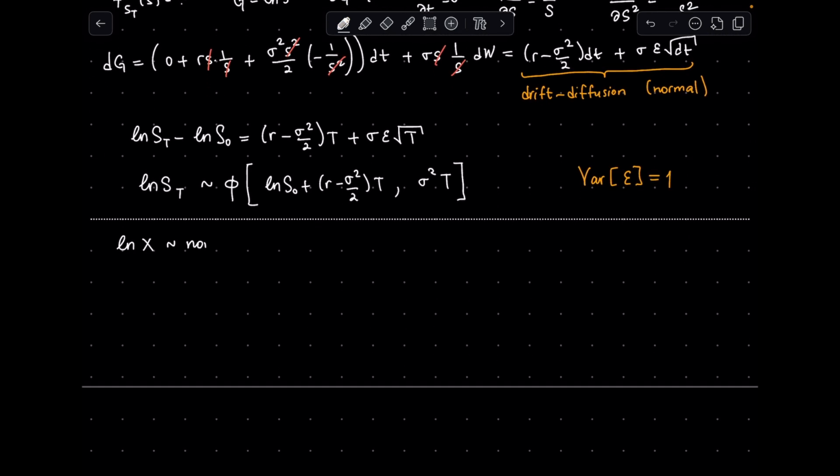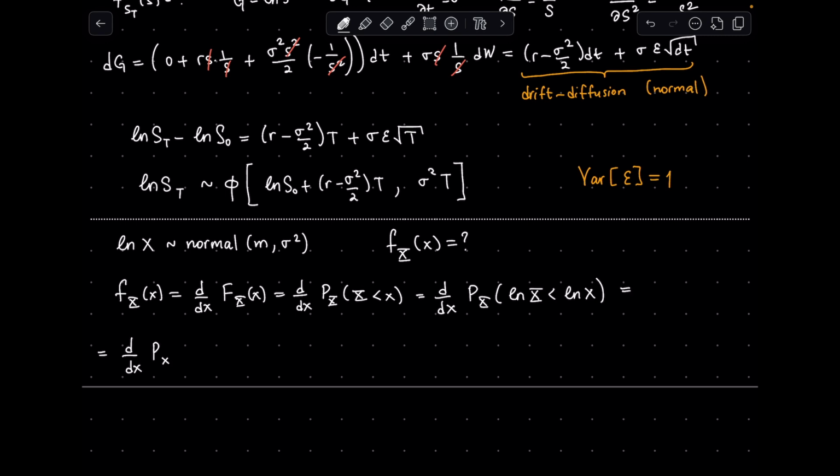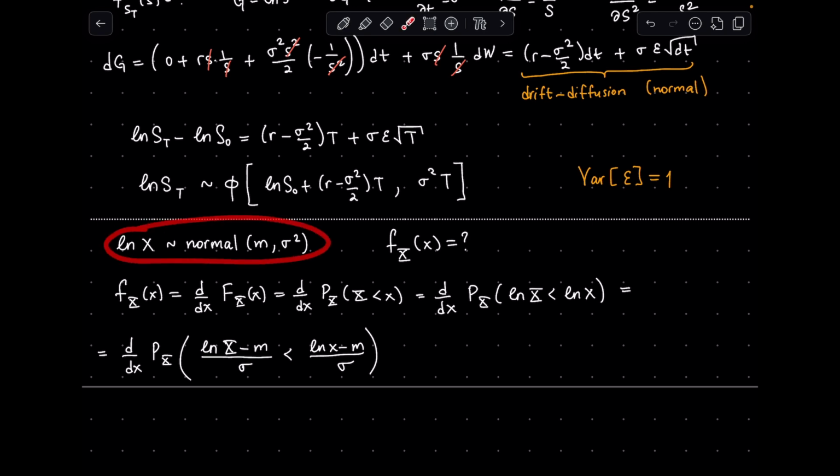Okay, so if for some variable x, we know that ln x is normal, what is the PDF of x? Well, we can use the relation from statistics between PDF and CDF, the cumulative distribution function. The PDF is just the derivative of the CDF. So we plug in the definition of CDF, and then we can take the ln of these variables, because ln is a monotonic function. Then we standardize these variables by subtracting the mean and dividing by the standard deviation. Now we know that ln x is normal, so this is just the CDF of a standard normal distribution. Let's call that capital N.